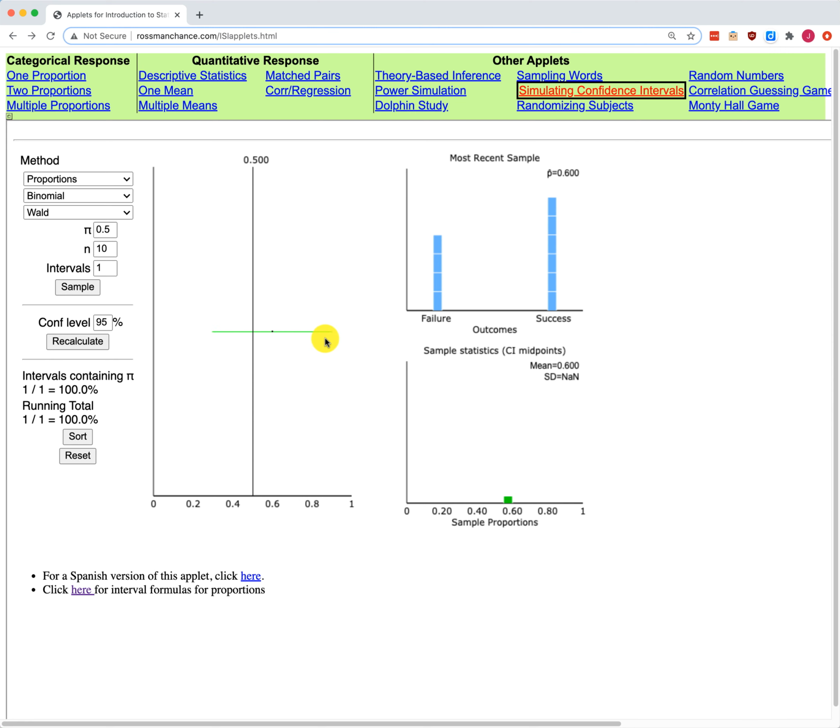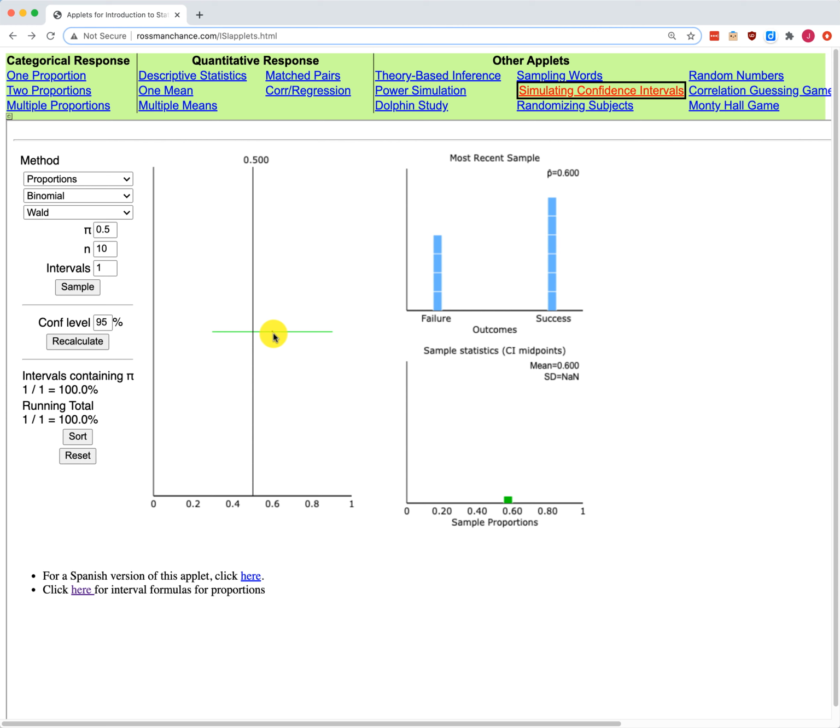And then we can look at this, magically, suppose we know the population proportion. We look at the population proportion of 0.5 and say, oh, hey, it landed within the interval. So actually, our guess of 0.6 is pretty okay. Our confidence interval captured the actual population proportion. So that's just one confidence interval.